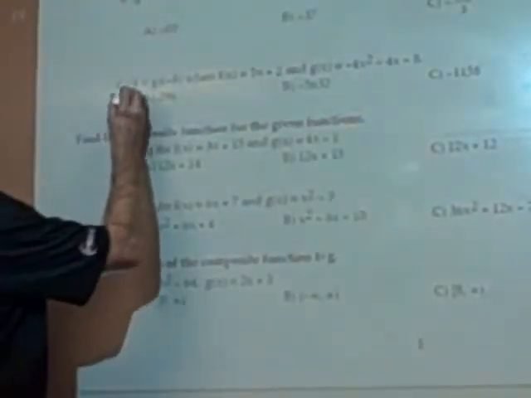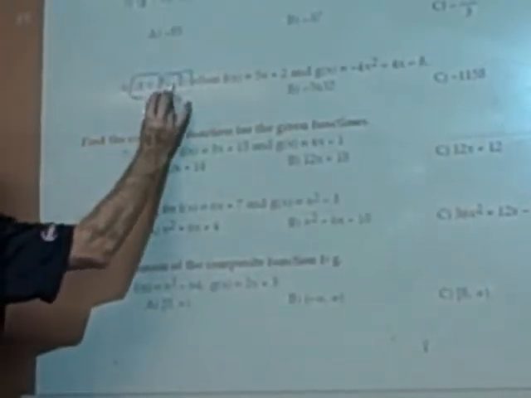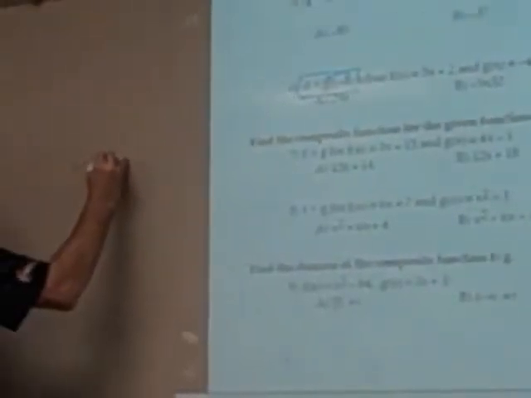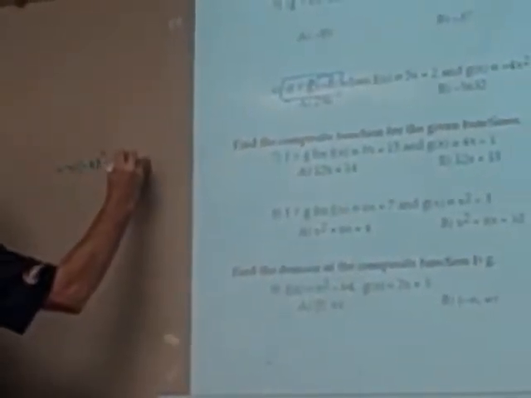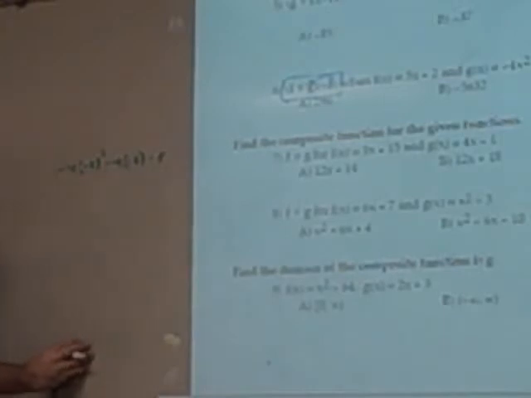Let's take a look at this one here and see how you might do this. You have the calculator available to you. Not that you need it, but you're going to put negative 8 first into G, so it's going to be minus 4 times negative 8 squared minus 4 times negative 8 minus 8. And then you're going to come back and put the result of this into F.